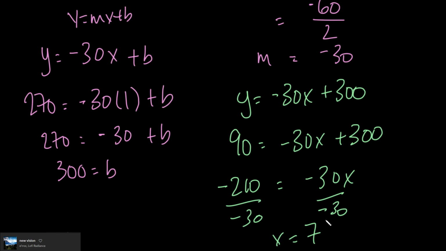And now we know that x equals 7. And x is, again, our time, right? The time it takes, and it's denoted by hours. So it's 7 hours, which means our answer here is C.